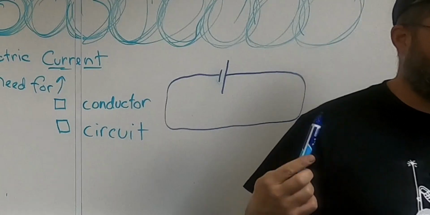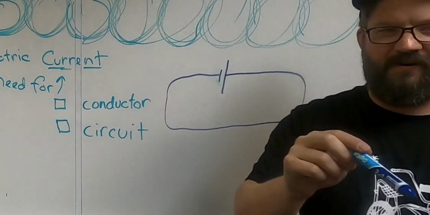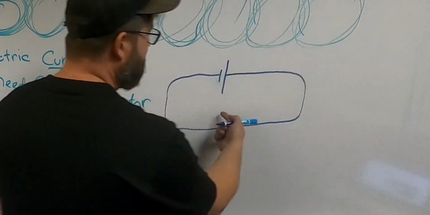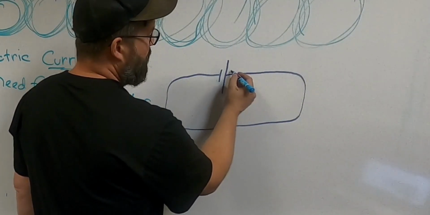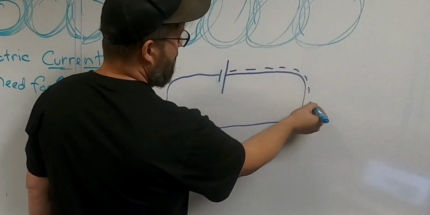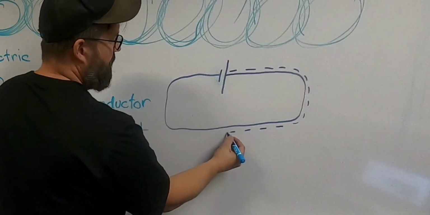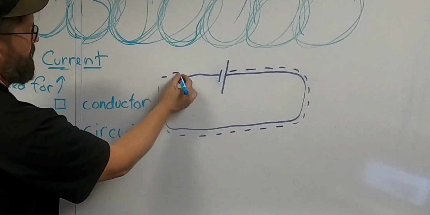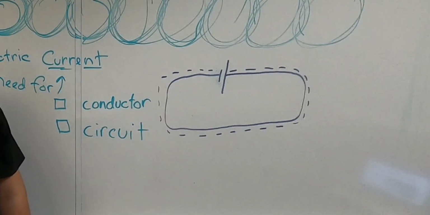If I had a railroad track that starts in one place and goes back around all the way to where it started, it went in a circuit. So some other things that are going to happen here. We're going to represent the flow of electrons in this circuit with this little dashed line. So that represents the current of the flow of electrons.